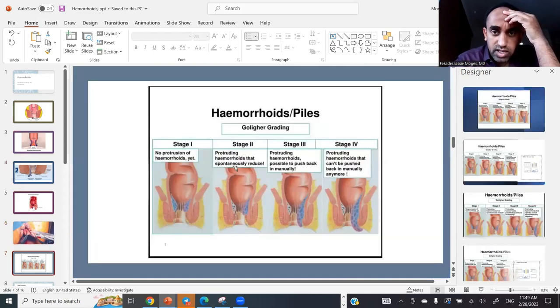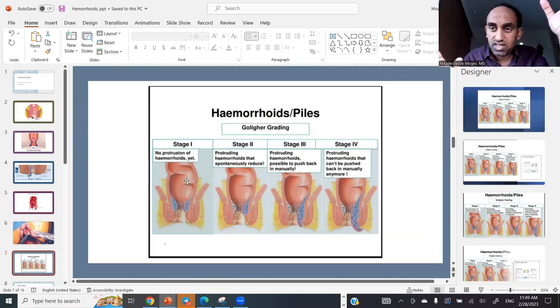Okay, so here is a hemorrhoid or piles. There is a Goligher grading. So stage one is simple. Remember it like this: no protrusion of hemorrhoids yet, but there is bleeding. So the only common presenting complaint is rectal bleeding.